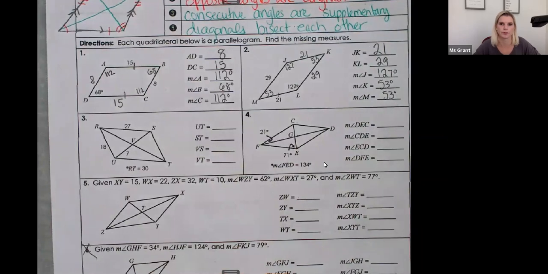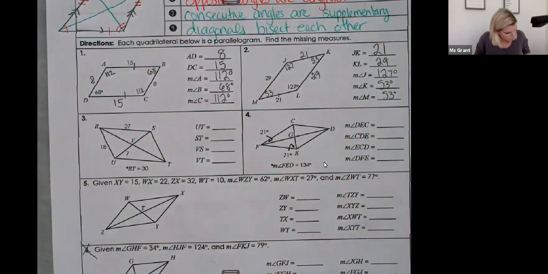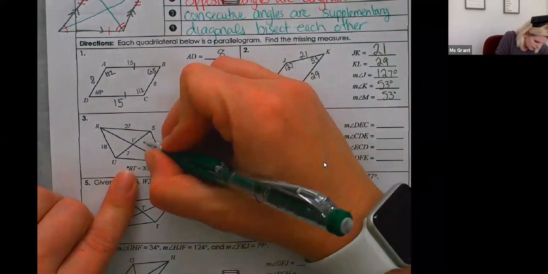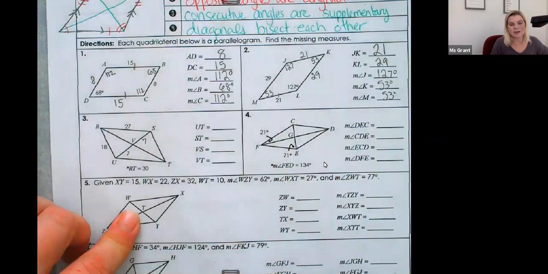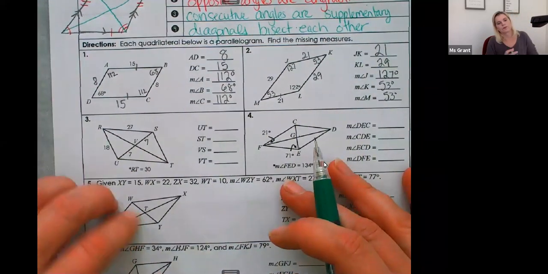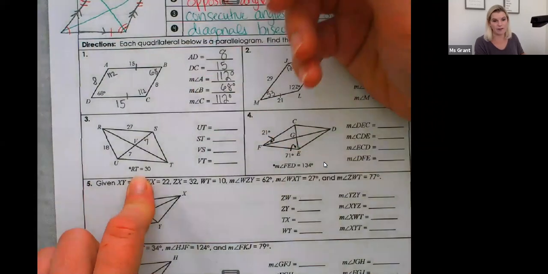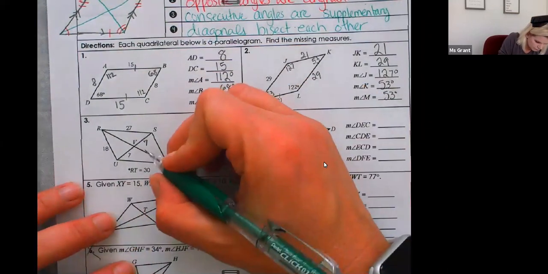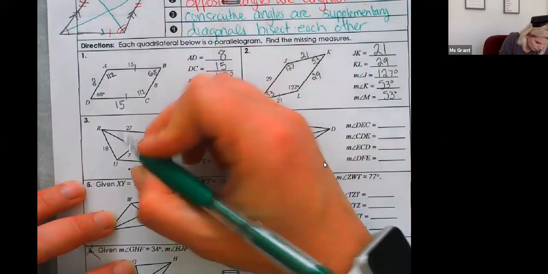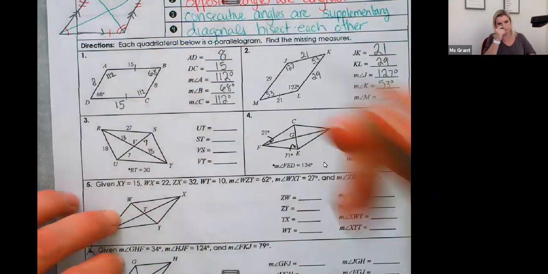Number 3. Questions so far in 1 and 2? All right. Diagonals bisect each other. If this is 7, this is 7. The diagonals bisect each other, 7 and 7. Look at this asterisk. RT equals 30. The whole line is 30. And if it's bisected, half and half, right? Half of 30. 15 and 15.